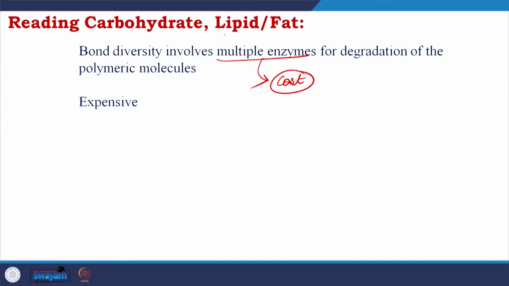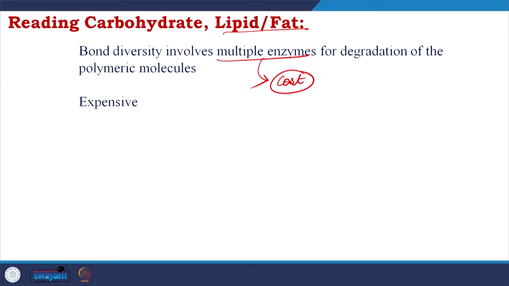The same problem actually happened in the field of carbohydrates everywhere, where we are not being able to get a sequence. So, the problem, I put lipid and fat here together because lipid and fat is not a polymer, but the problem we are talking about now is the same. It becomes very expensive.